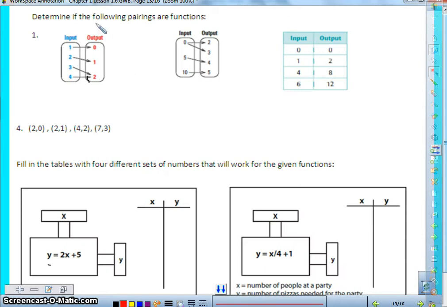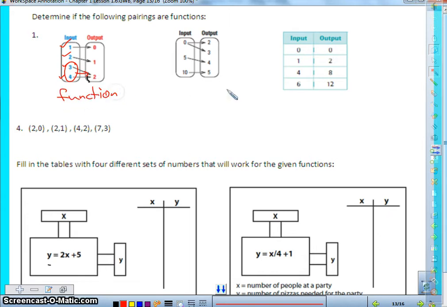Let's determine if the following pairings are functions. We have 1, 2, 3, 4. We have an output of 0 for 1. That's good. 2 has a 1. That's good. Now, this is going to be crazy, but I want you to watch. 3 gives me 2. That's okay. 4 gives me 2. That's fine. You can have multiple inputs equal the same output. This is a function.